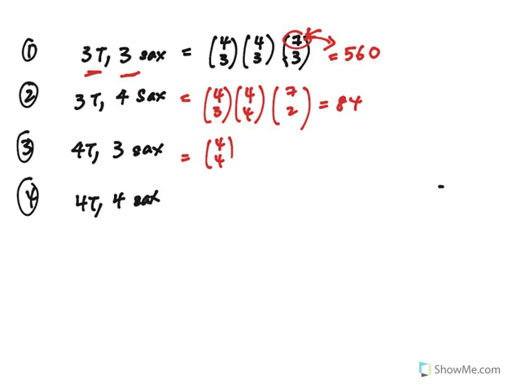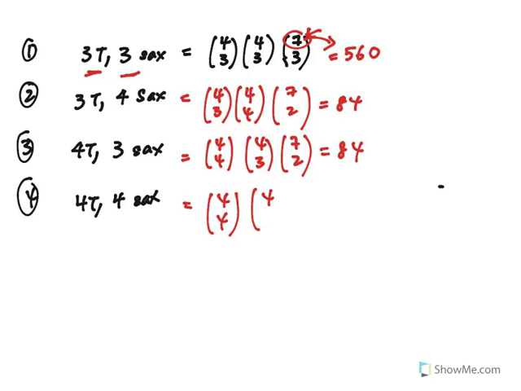And next one, 4 trumpet, 3 saxophone. 4 trumpet I choose 4. 4 saxophone I choose 3. The 7 remaining players I choose 2. Answer will be 84. And the last one will be 4 trumpet, 4 saxophone. 4 choose 4, 4 choose 4. And 7 players left. I just need 1 more. Answer will just be 7.